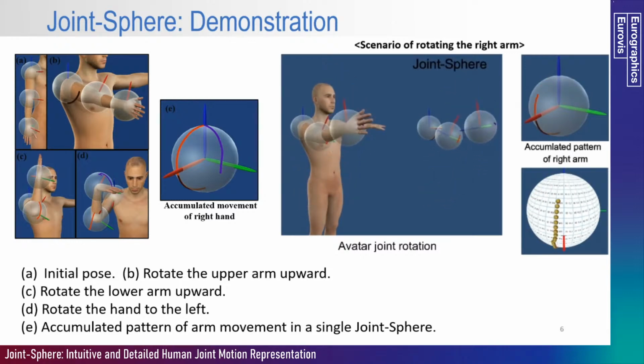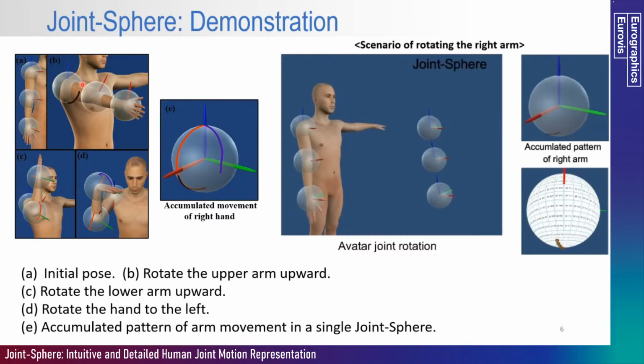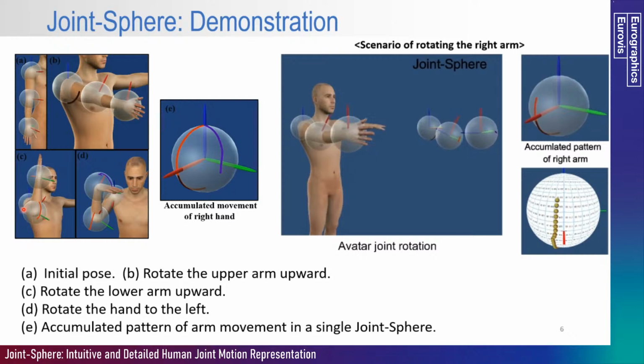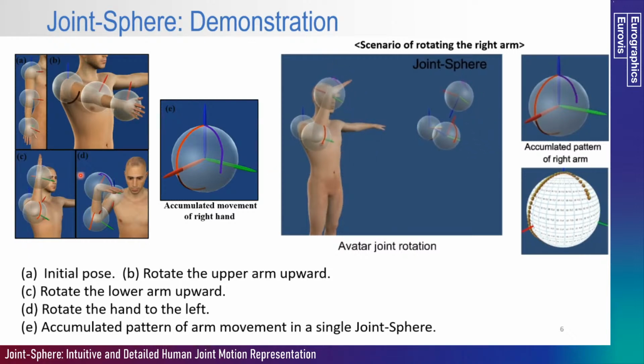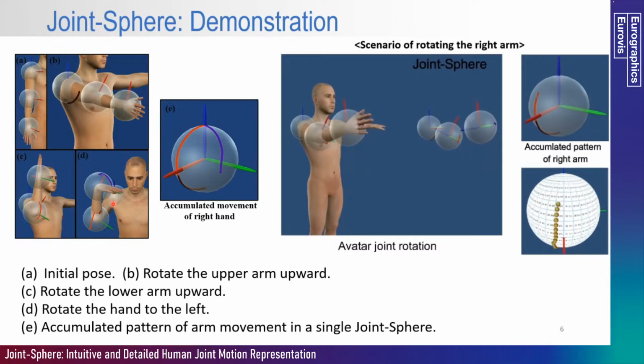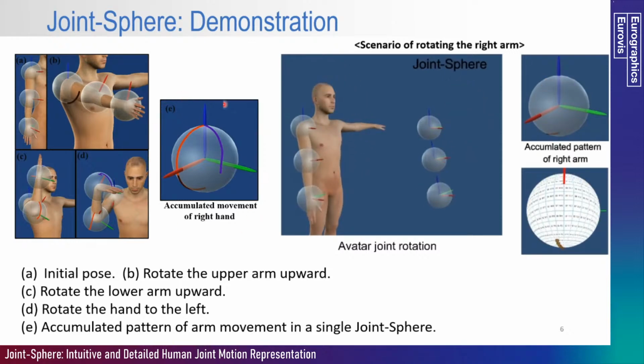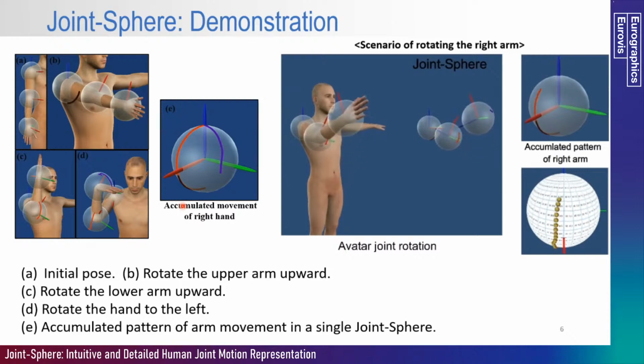The figure shows a right upper arm movement, the brown trajectory on the shoulder joint sphere, followed by the lower arm movement, the red trajectory on the elbow joint sphere, and the hand rotation, the purple trajectory on the wrist joint sphere. All these trajectories are accumulated in a single sphere as shown here.